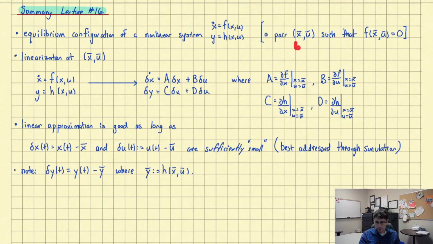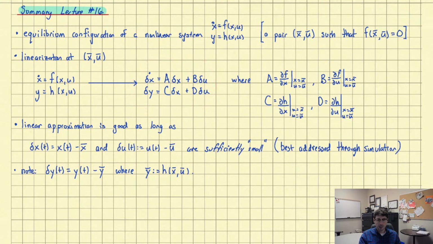Mathematically, it's a pair, x bar, u bar, so a value of the state vector and a value of the control vector, such that all the derivatives vanish. So the right-hand side of this differential equation equals 0. Once you've got your equilibrium configuration, then you go about doing linearization. We justified the procedure last class, but at the end of the day, when you get down to brass tacks, it's a matter of taking some partial derivatives. So you start with your nonlinear system, you linearize to get this linear model, and we'll go through the various quantities in this linear model.